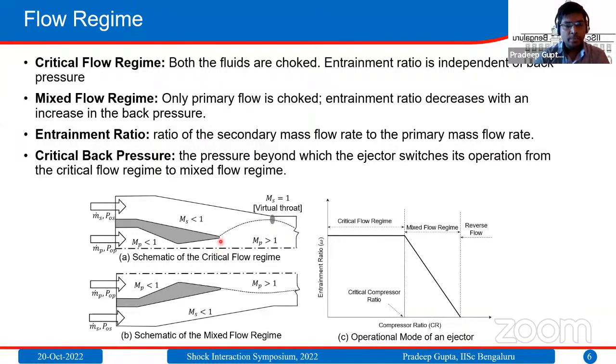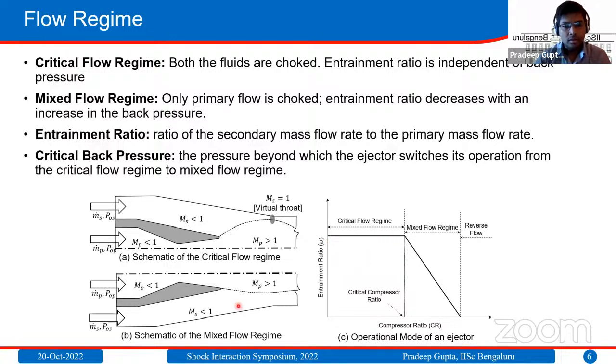As I mentioned, the expansion of the primary flow accelerates the secondary flow to the sonic condition at the virtual throat. So in a few cases, when the expansion of the primary flow is not sufficient, the secondary flow remains unchoked in the mixing duct. So based on the secondary flow choking, ejector operation has been divided into regions called the critical flow region and the mixed flow region. In the critical flow region, since both the flows are choked, they carry their maximum mass flow rate, and the entrainment ratio, which is defined as the secondary mass flow rate to the primary mass flow rate, remains constant, as both mass flow rates are constant for the critical mode operation.